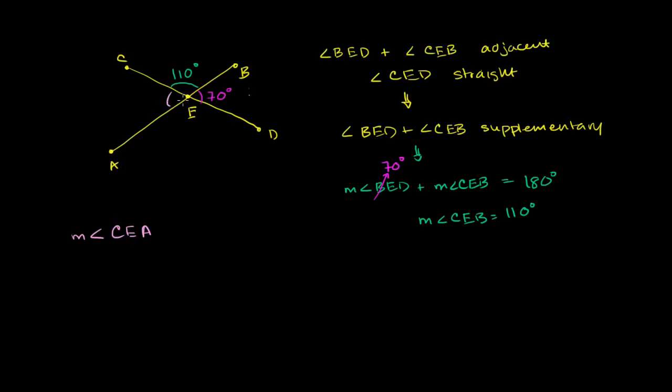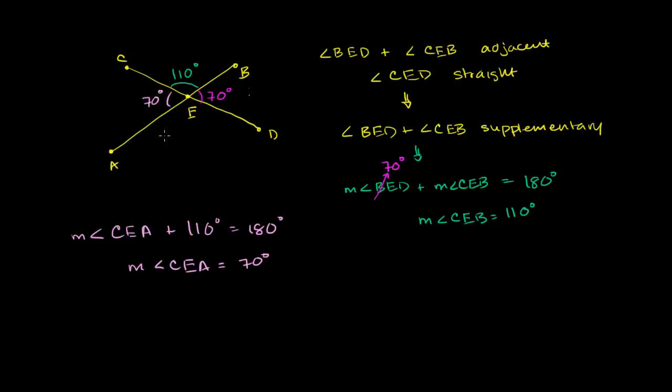And we can use the exact same logic that we used over here. Angle CEA and angle CEB are adjacent. They form a straight angle if you look at their outsides. So they must be supplementary, so they must add up to 180 degrees. So the measure of angle CEA plus the measure of angle CEB, which is 110 degrees, must be equal to 180 degrees. So once again, subtract 110 from both sides. You get the measure of angle CEA is equal to 70 degrees. So this one right over here is also 70 degrees.